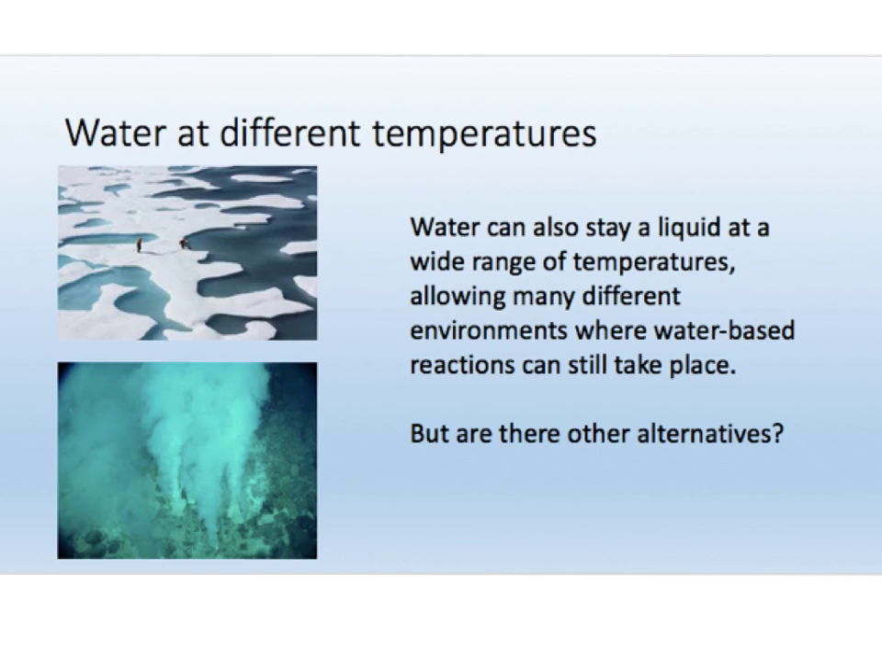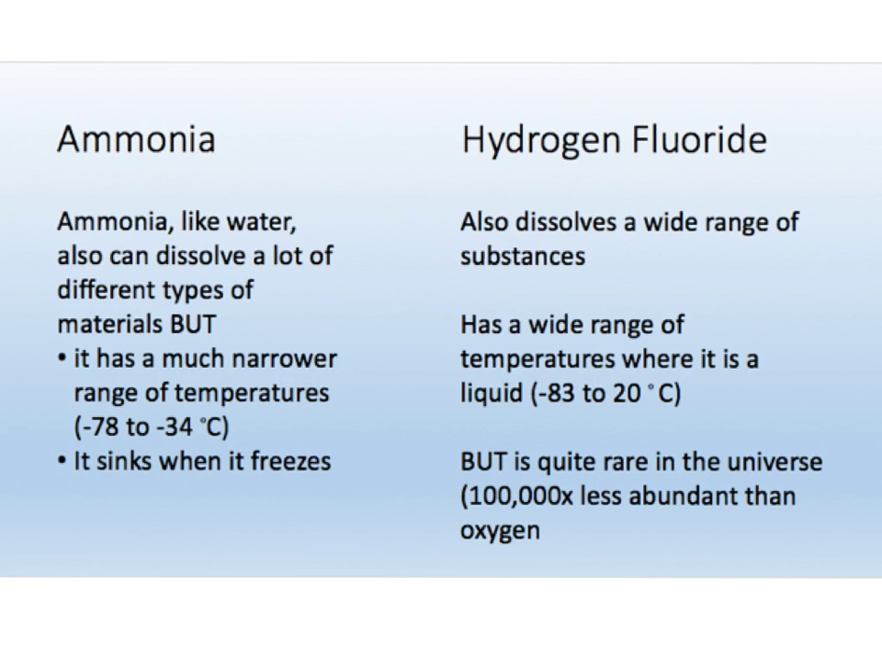Reactions can take place at this wide range of temperatures. But what about with other liquids? Ammonia, like water, can actually also dissolve a lot of different kinds of materials, but it has a much narrower range of temperatures at which it exists as a liquid. Also, it sinks when it freezes.